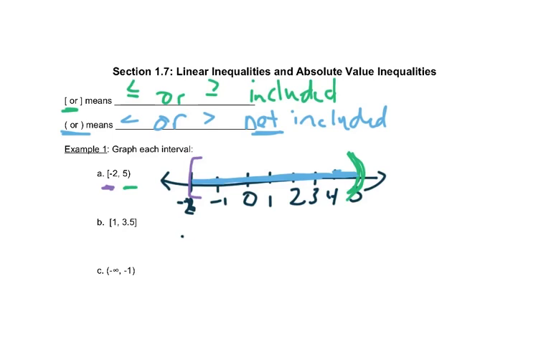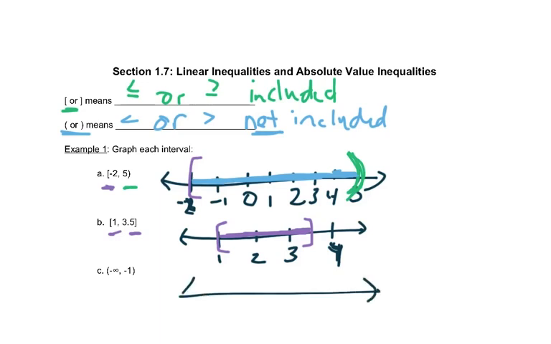Let's do another one. So here we want to go from 1 to 3.5. So we'd have 1 as our first mark, 2, 3, 4. There's a bracket at 1, and then it goes to 3.5, so I'd put a bracket halfway in between 3 and 4. And this tells us we start at 1, we end at 3.5. So we'd shade everything in between.